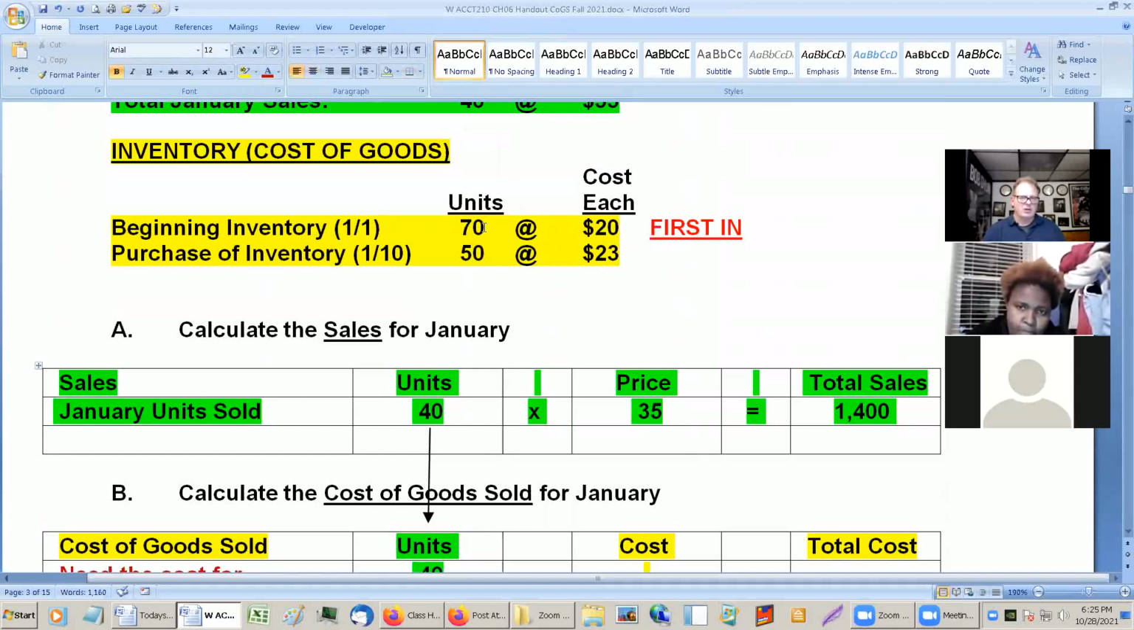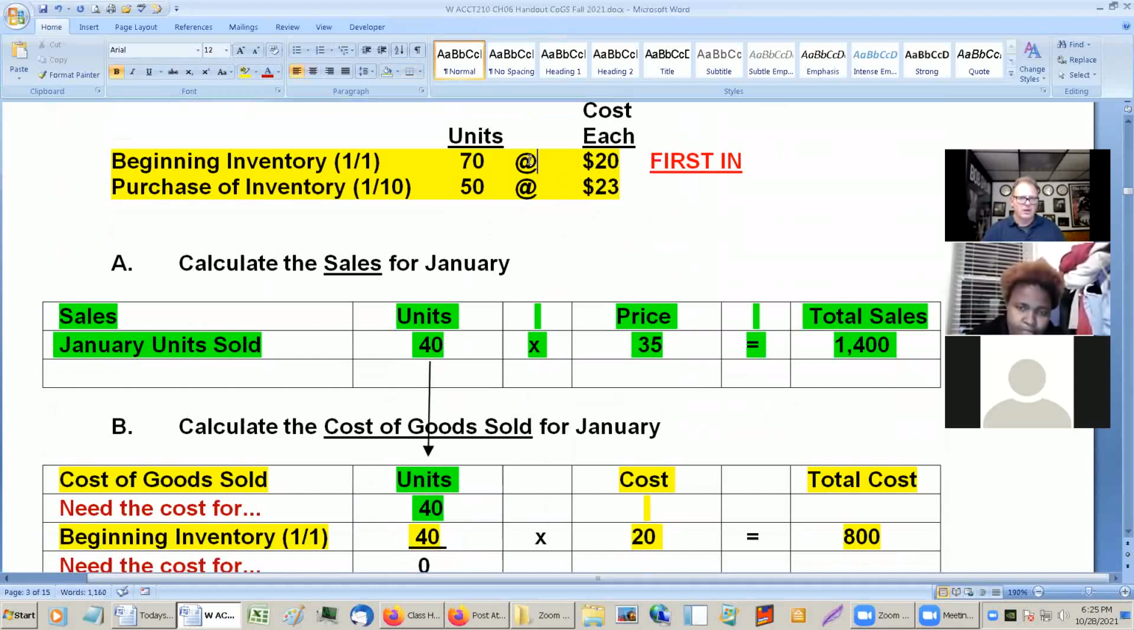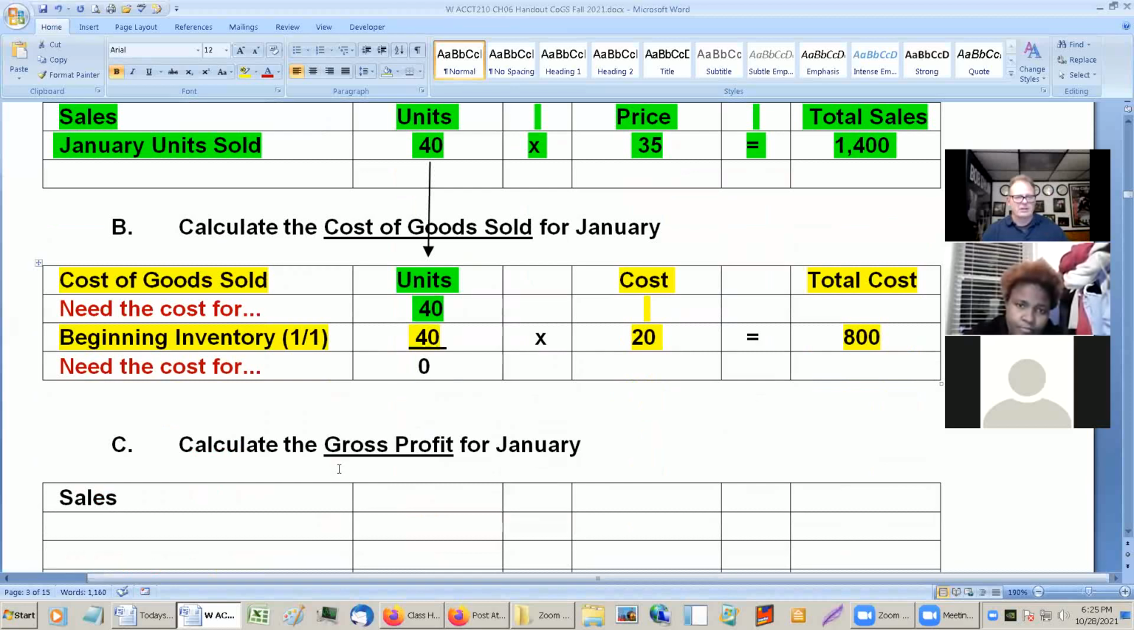Now, here's where we're going to have a little bit of trouble, though, and that is we sold 40 of these first ones. So when it comes to the ending inventory, we're going to have more than one layer. We're going to say, okay, we sold 40, take 40 out of the 70. We'll do that in a second. Let's get this thing in first. Okay, 1400.